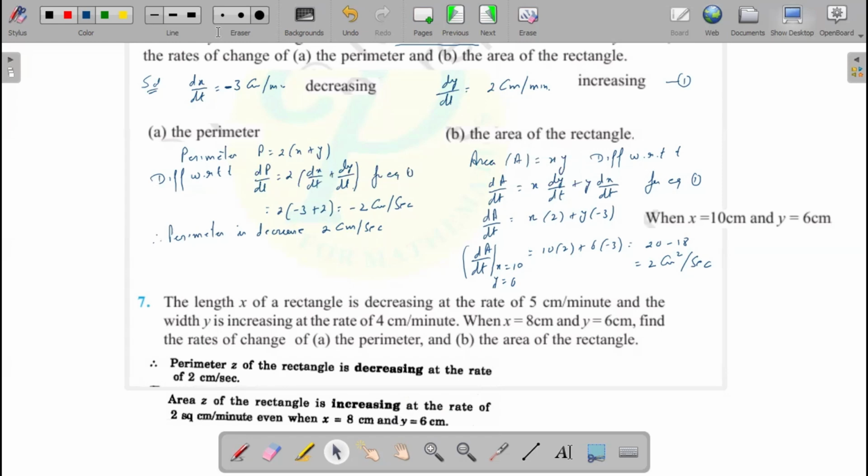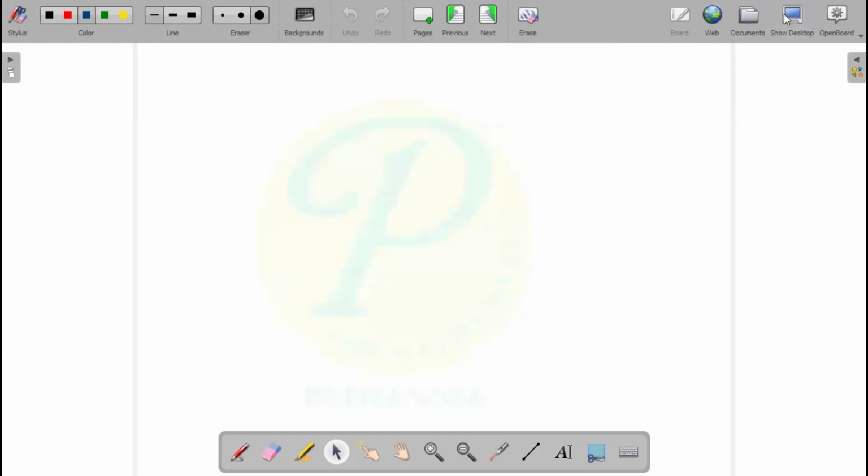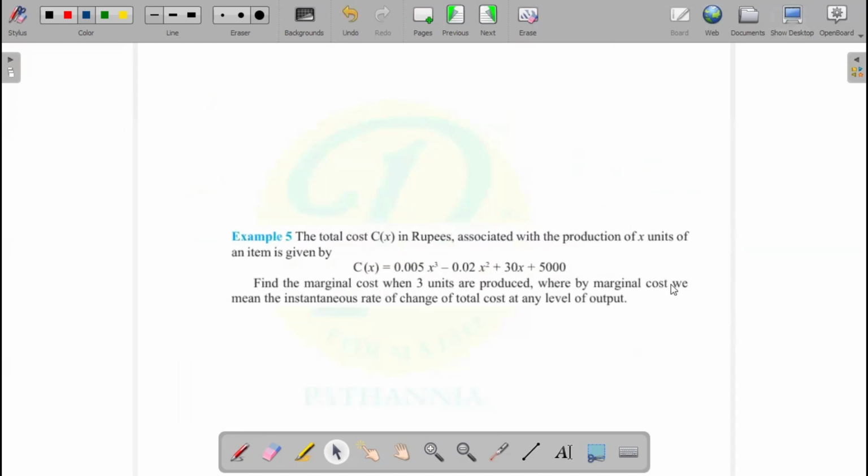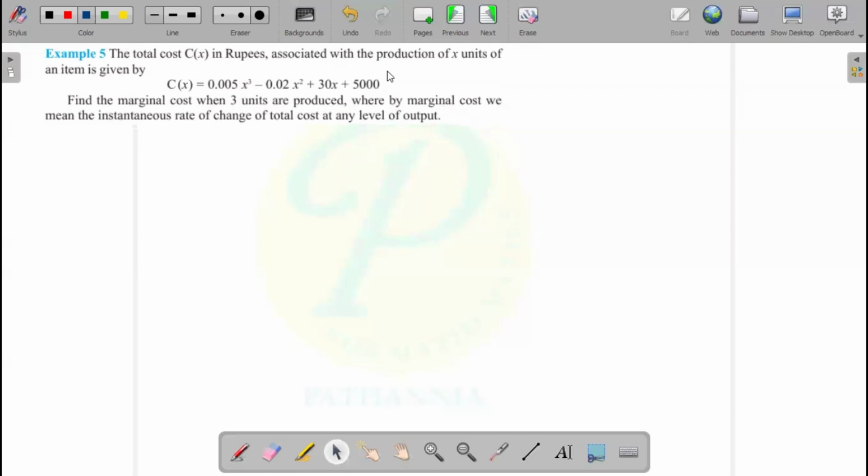Next, example 5. Such questions you will get as a 1 mark MCQ or even in 2 marks. Understanding the question is important. The total cost C of x. You know what C of x means? C means the cost which depends upon x. C of x means in rupees, which he mentioned to you by the equation which is already given to you.